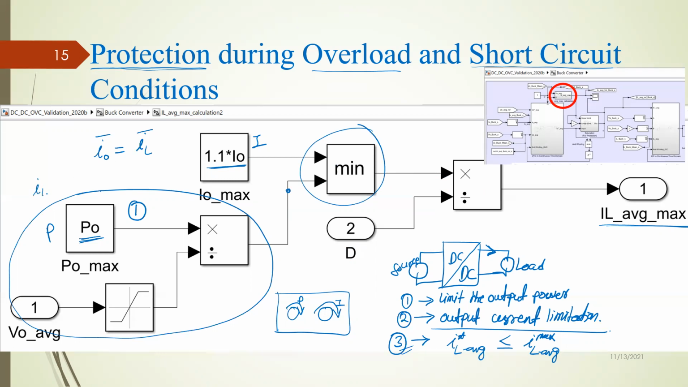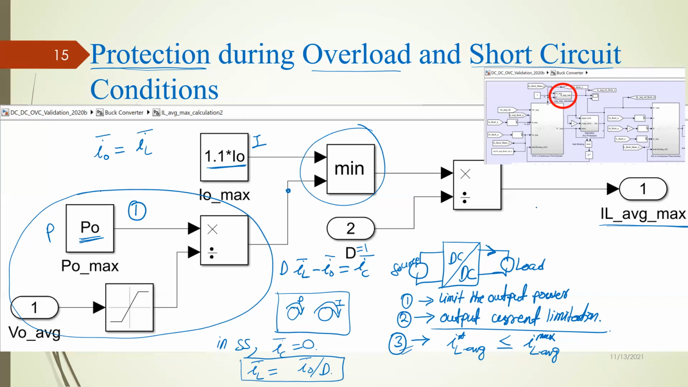We have seen that our IL average general expression is, so let me write it here: D plus D minus I naught average equals our IC average, and in steady state we can assume IC average is 0. So we can solve this and find that IL average is equal to I naught average over D. This is the general expression, but for the buck converter, of course, D is equal to 1. So you may skip this if you are designing for a buck converter, but for other converters it is important.